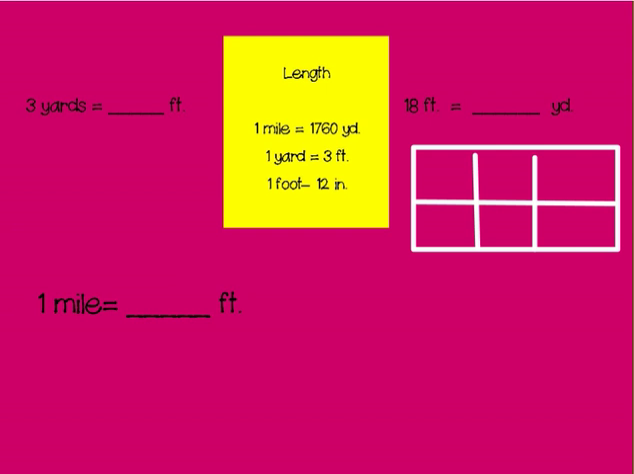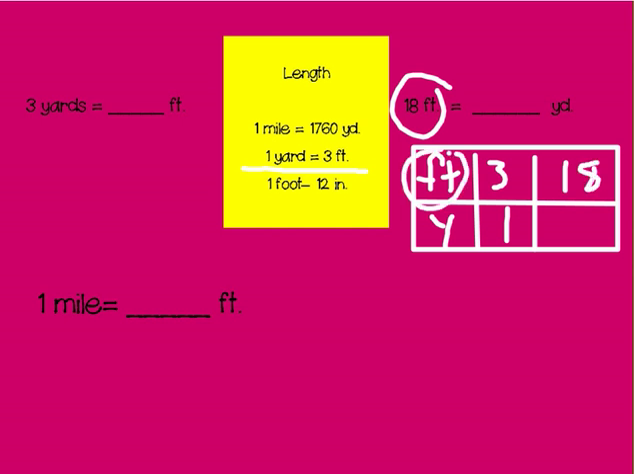I have made another ratio table. I'm going to label it feet and yards. I know that 3 feet is equal to 1 yard. I have 18 feet, so I'm going to put it in the top to match the feet. I see a scale factor of 3 times 6. So I can multiply 1 times 6. And I know that 18 feet equals 6 yards.